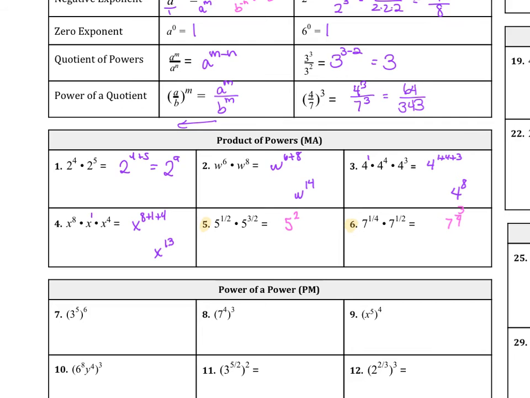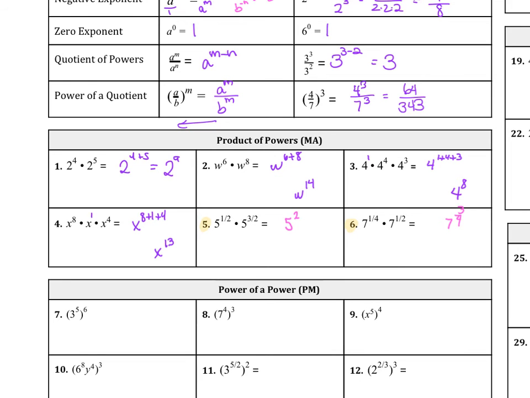All right, if you tried this out, number 1, we did number 1 together. Number 2 is w to the 14th. Number 3 is 4 to the 8th. So don't forget the 1 here. So then add it together. Same thing for number 4. That becomes 8x to the 13th. Now, number 5, you should have gotten 5 squared, or 25. And number 6, you should have gotten 7 to the 3/4.